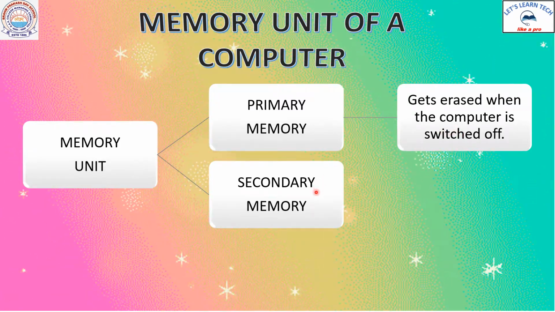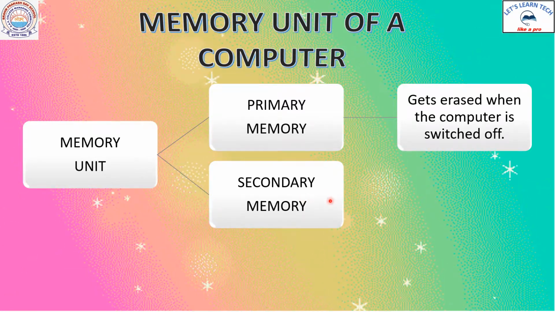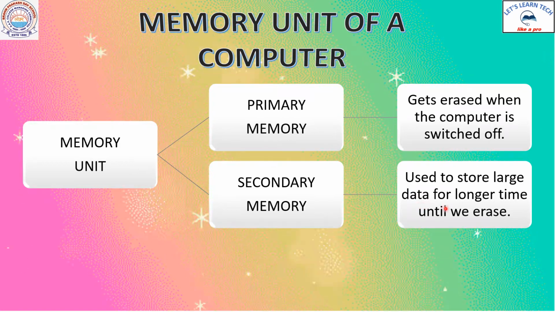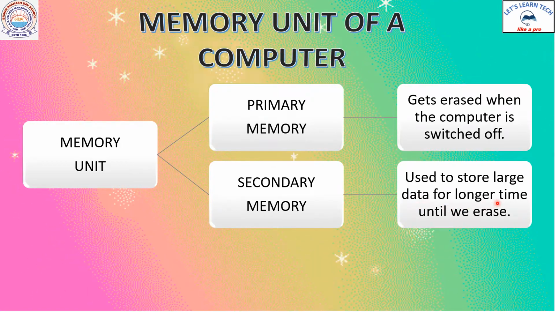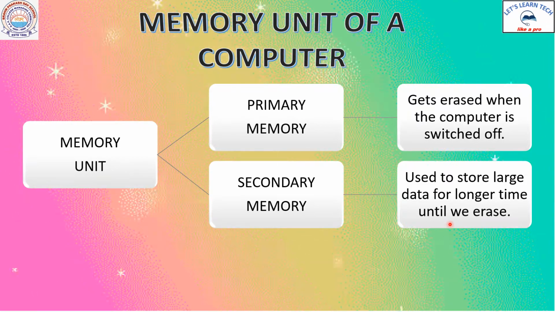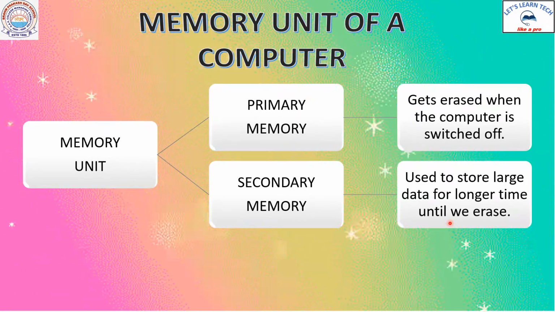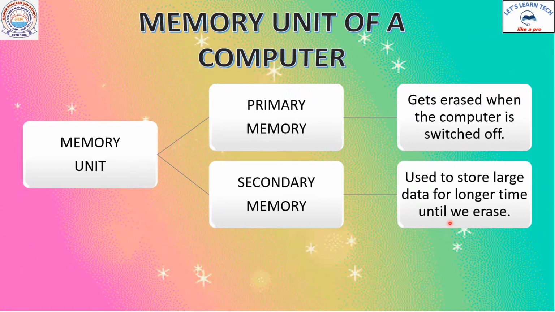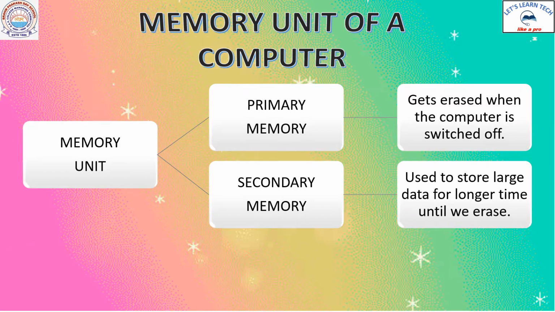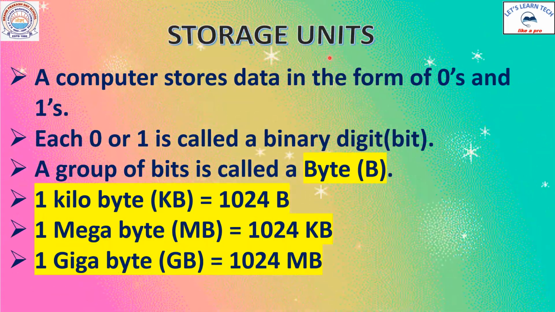And next you have the secondary memory. The secondary memory is used to store large data for a longer time and it will not get erased until we erase it. This is used to store a large amount of data. For example, CDs, DVDs, pen drives, etc. Here are the storage units of the computer.